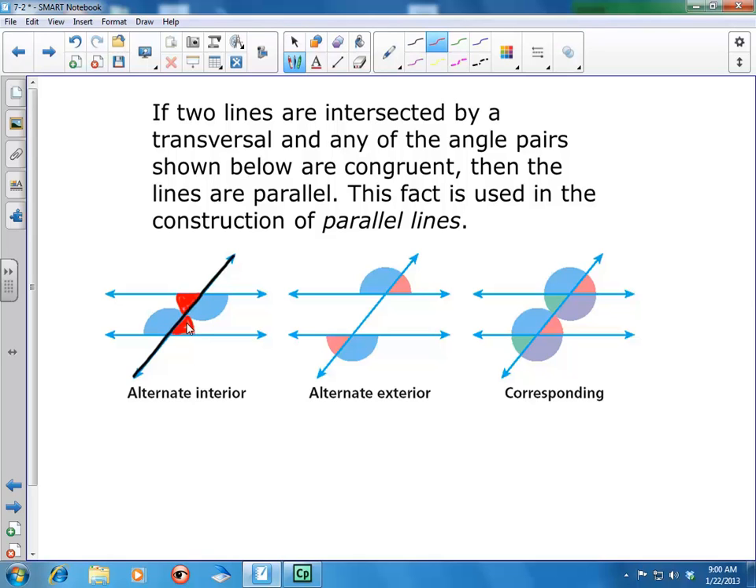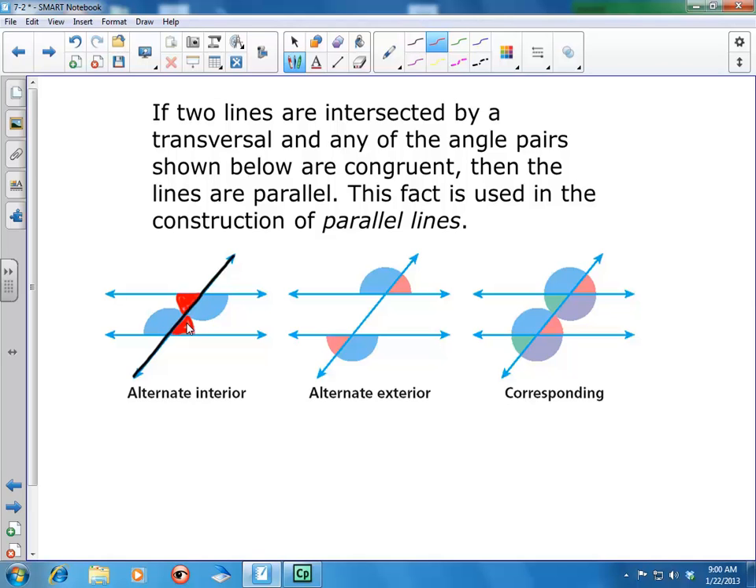Now, alternate interior angles have equal measures. So if we knew what this red angle was, like if it was 45 degrees, then we could say, well, this other red angle right here, that's also 45 degrees. And we know that because the lines are parallel and we have that transversal.